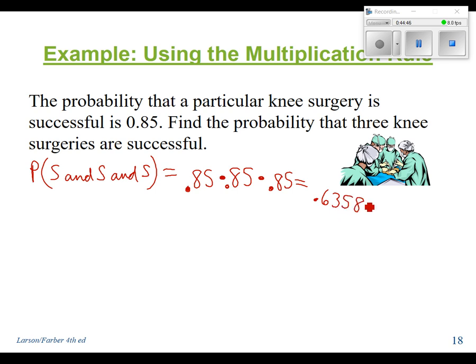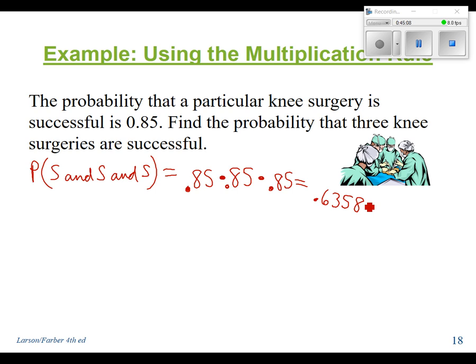So about 63, 64% of the time, if he does 3 surgeries, all 3 of them are going to be successful. That's not good. That's not really good.